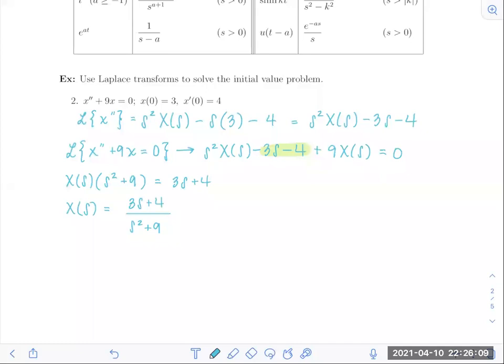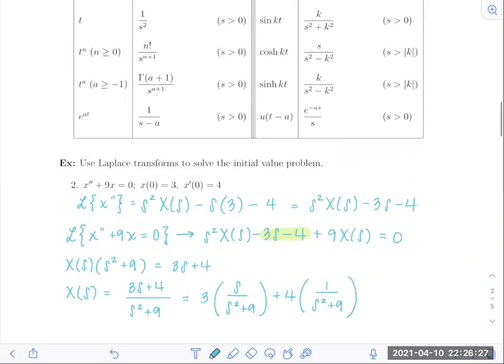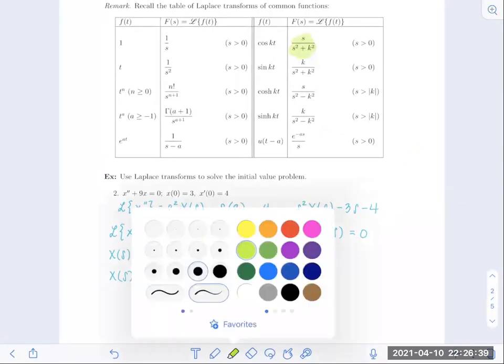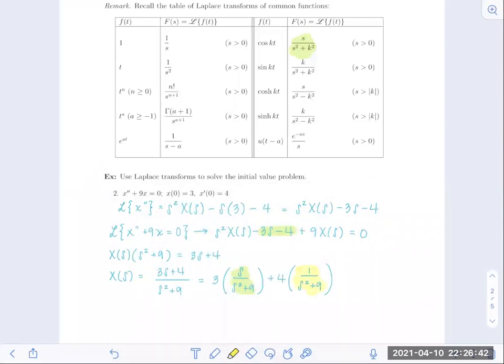In order to do that, I'm going to manipulate this a little bit. I'm going to divide this into two fractions, 3 times s over s squared plus 9, plus 4 times 1 over s squared plus 9. And when I look back up here at the table of Laplace transforms, I'm going to color code here. I see this in green corresponds to the cosine function. And in yellow, it doesn't quite match any of these, but it's closest to the sine function. So all I'm missing on top is a k value. In this case, k squared is 9, so k is 3.